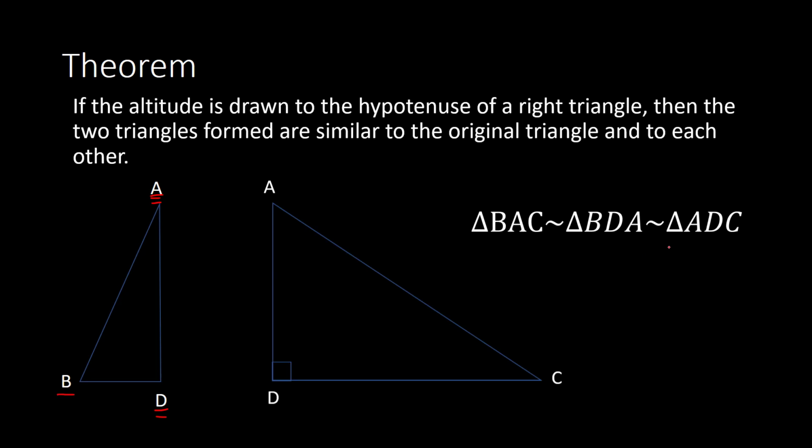Notice how they're paired up with the triangle on the right. The B pairs up with the A up here, and then the D pairs up with the D. So these two pair up. And then the C pairs up with the A, the top vertex for the left triangle. So C corresponds with the A.